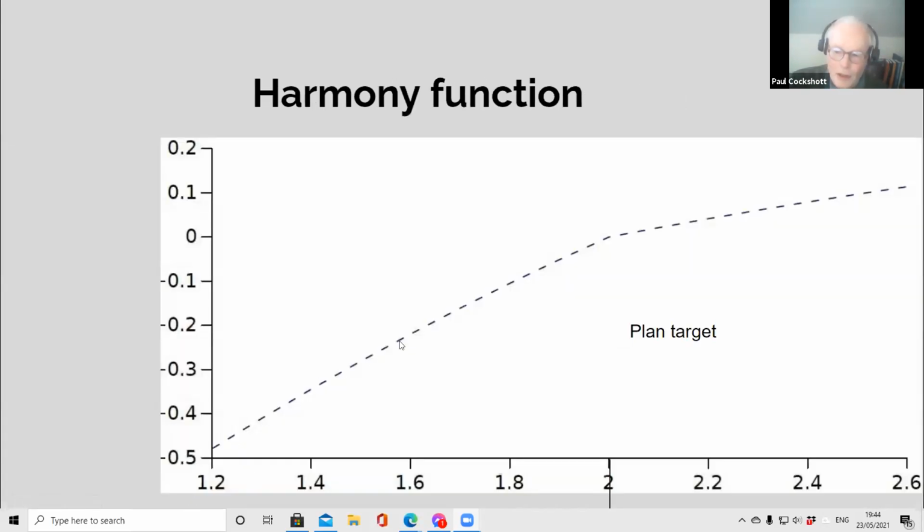This is the way we did it in our book. We have a curve where, suppose the plan target was 2, by the time you reach 2 it's sloping upwards quite steeply, but above that it rises more slowly. The point being that it has diminishing marginal harmony as you rise up, and therefore it penalizes under-fulfillment more than it rewards over-fulfillment.